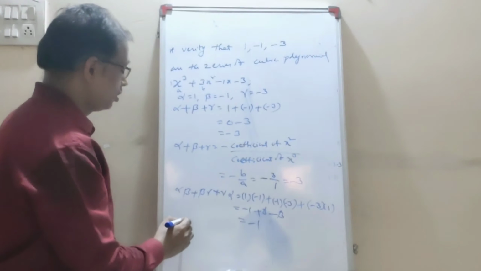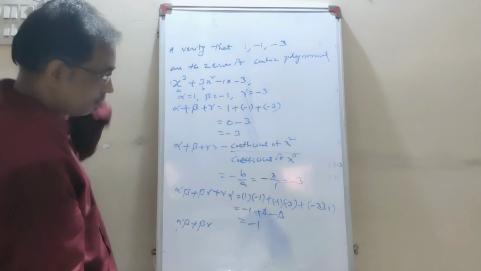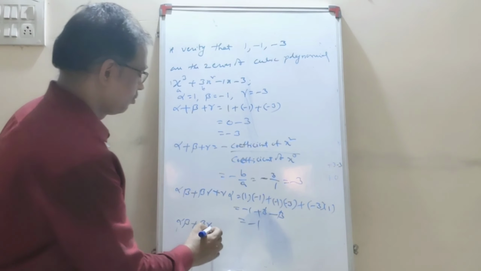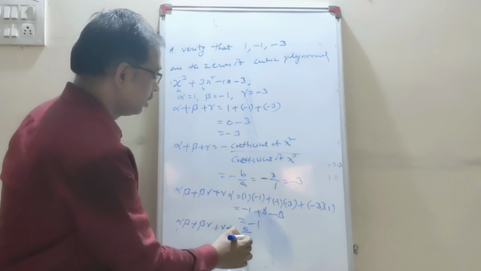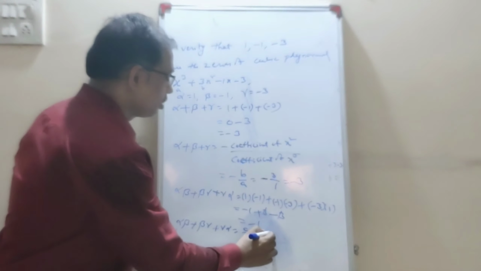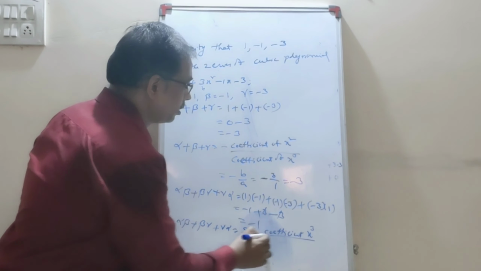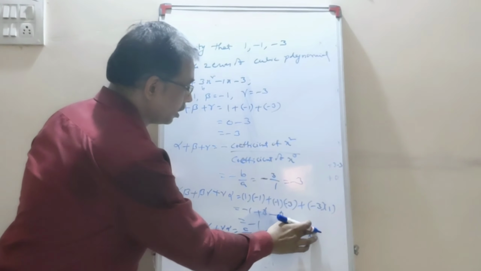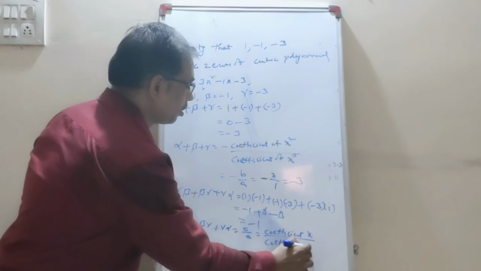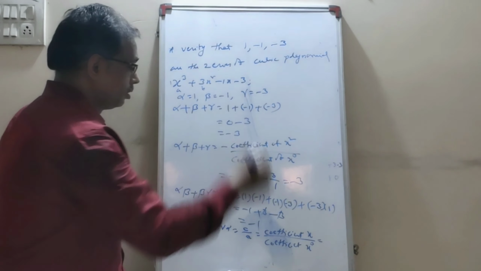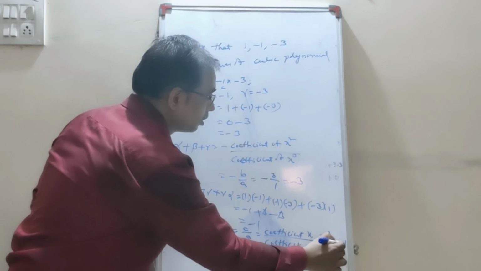Now here alpha beta plus beta gamma plus gamma alpha, we have simply c by a, that is the coefficient of x by the coefficient of x cube. That is simply c by a, that is minus 1 by 1. That is minus 1. Okay.